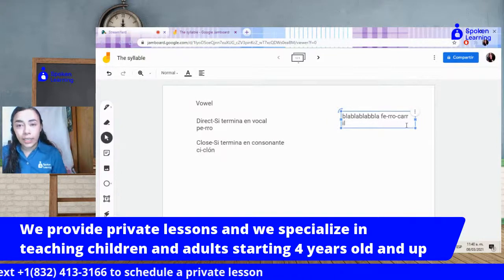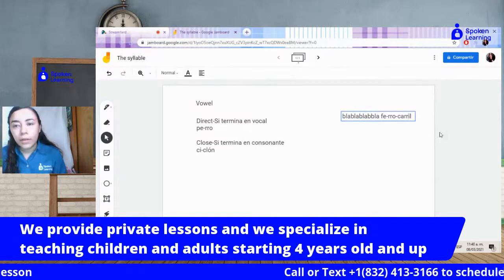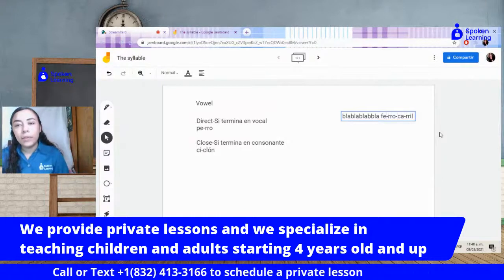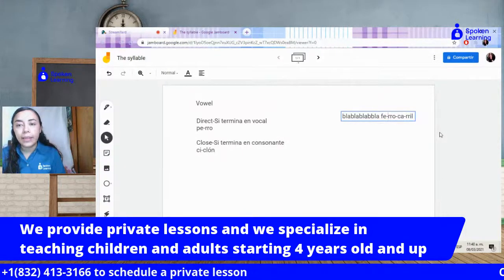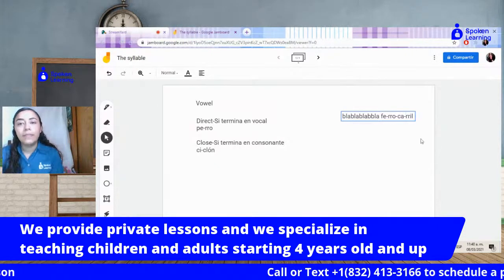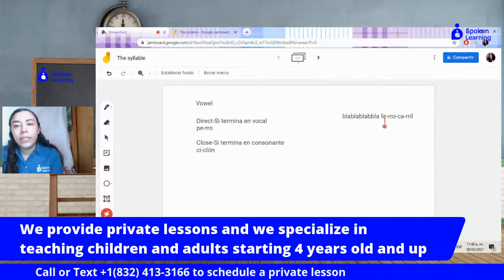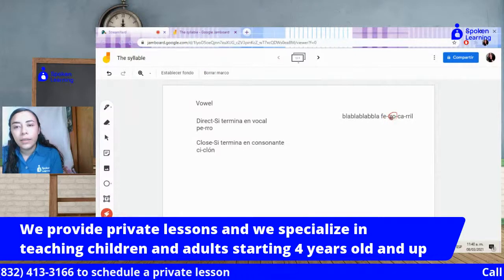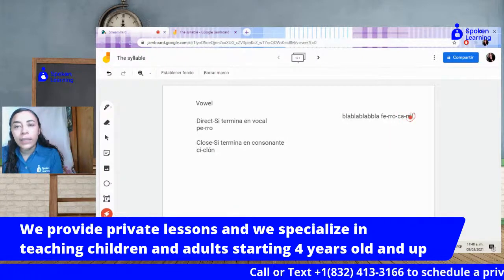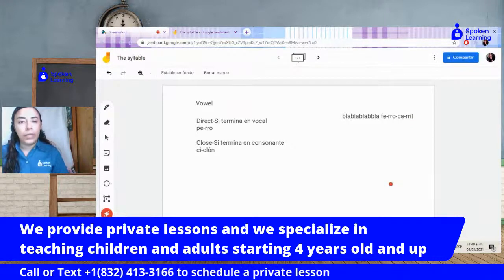And as you can see in the correct division of the syllables, ferrocarril, each one of the syllables, as I already told you, has a vowel. Okay, in this case, this first one, the vowel is E. In this one, the vowel is O. In this one, the vowel is A. And in this one, the vowel is I. Okay, so that's a correct division of a word in syllables.